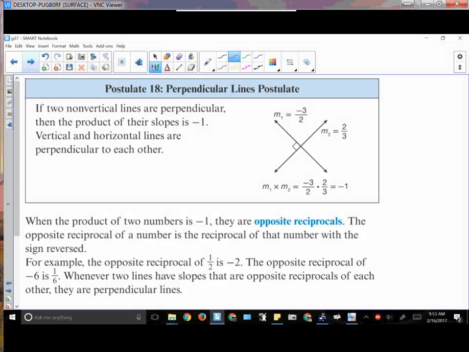Perpendicular lines, however, have a little bit different rule. Perpendicular lines are always going to be the opposite reciprocal. Okay? So, that means that, for example, the opposite reciprocal of 1/2 is going to be -2. The opposite reciprocal of -6 is going to be 1/6.